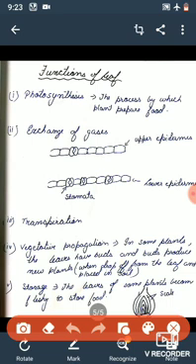So in the next video we will study the modification of the leaves, how leaves are modified into different structures and how they are helpful to the plant.